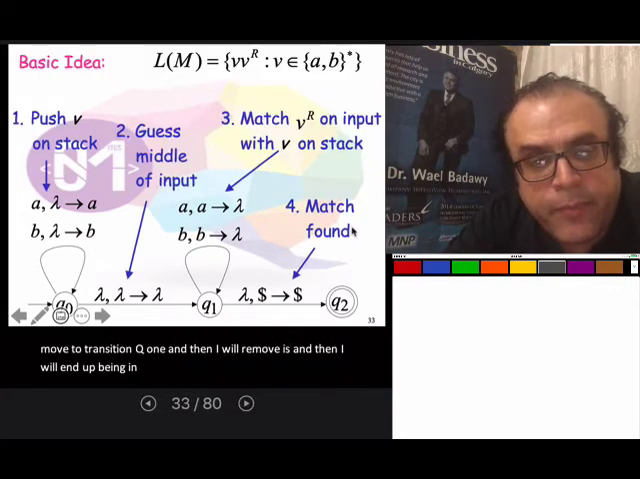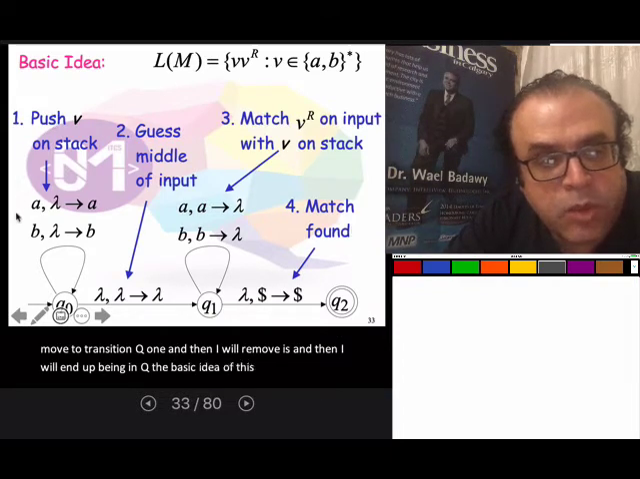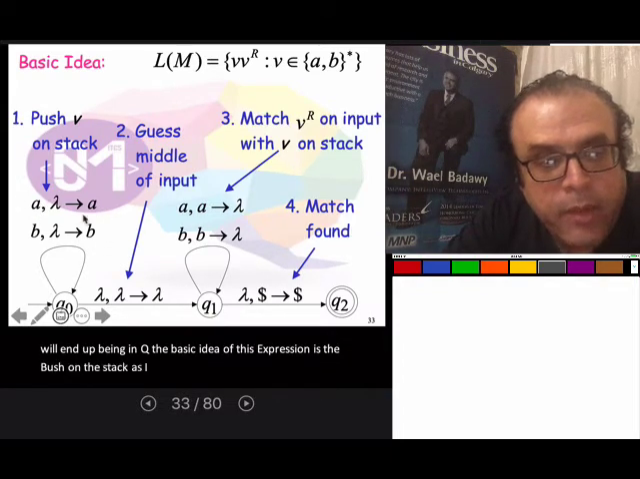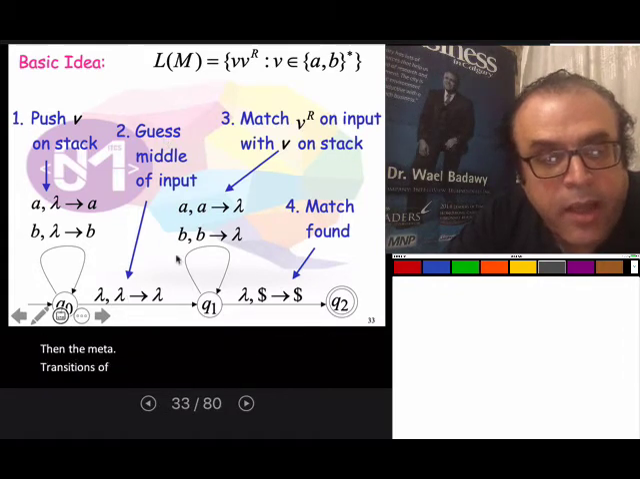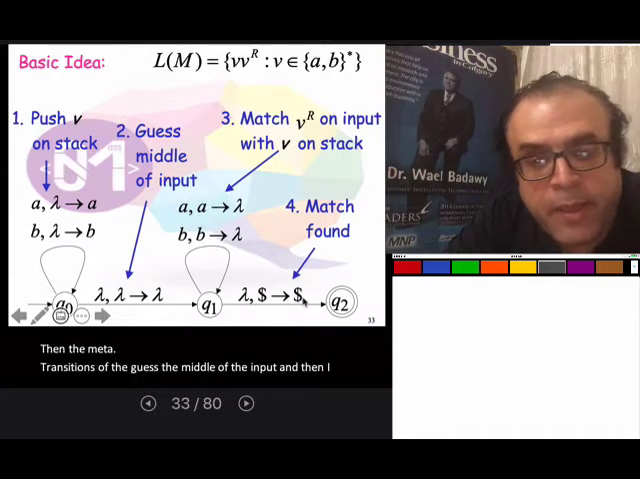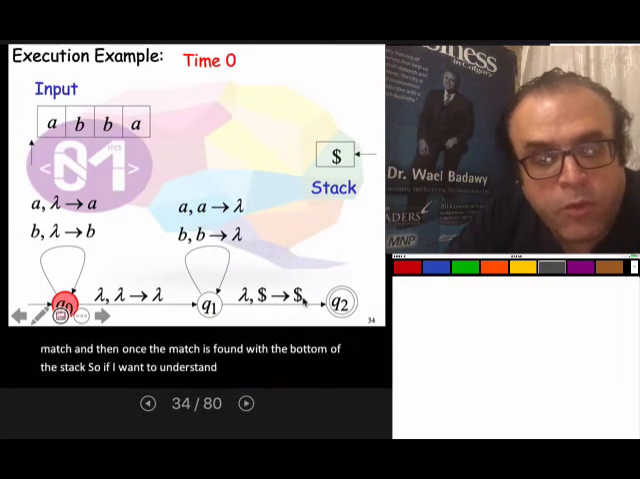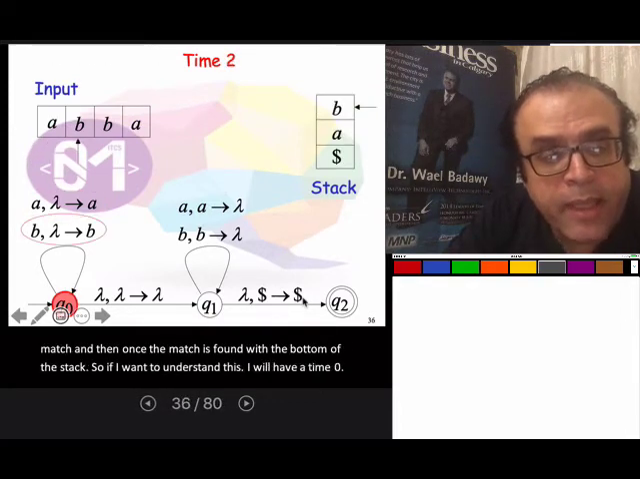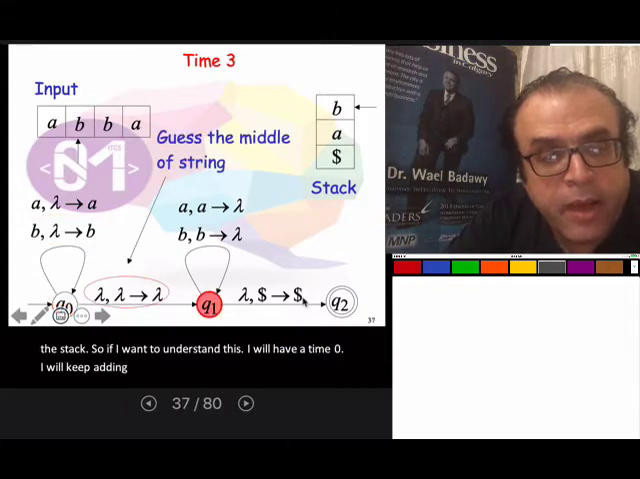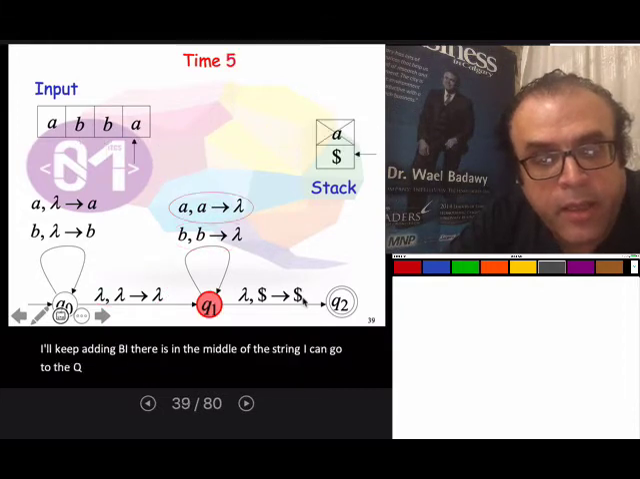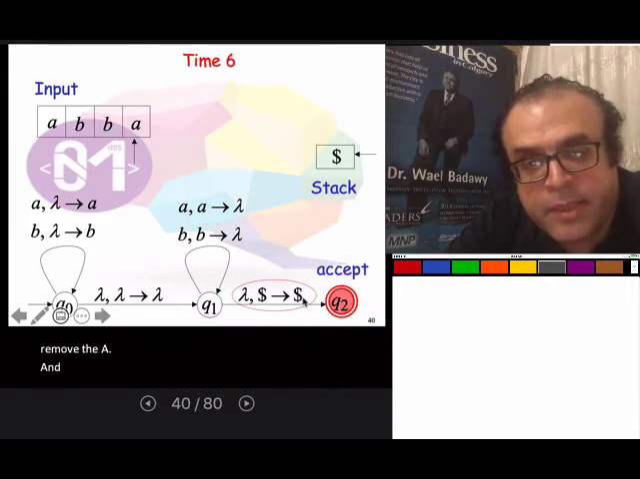The basic idea of this expression is to push on the stack, as I was explaining here, then transition at the middle of the input, and then match. Once the match is found with the bottom of the stack, I accept. So if I want to understand this, I will have a time 0. I will keep adding A. I will keep adding B. In the middle of the string, I can go to Q1, then I can remove the B, I can remove the A, and then I will end up at the accepting state.